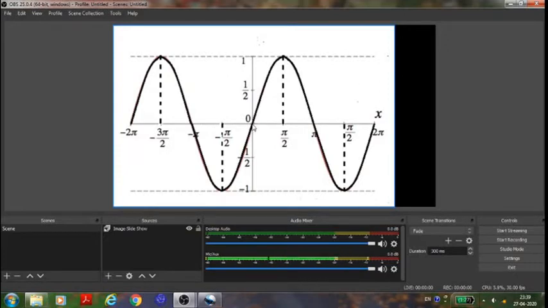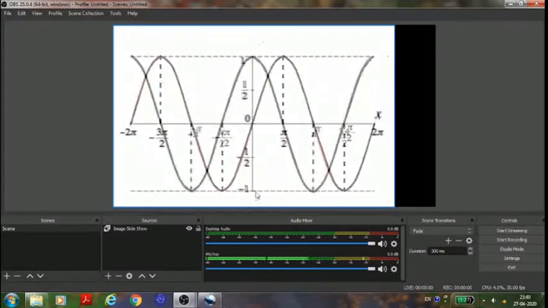You can see that the values of the function repeat after some time, that is a period. So this sine function is periodic. You can also see that the highest value is plus 1 and the least value is minus 1. So the sine function is bounded by the values 1 and minus 1.